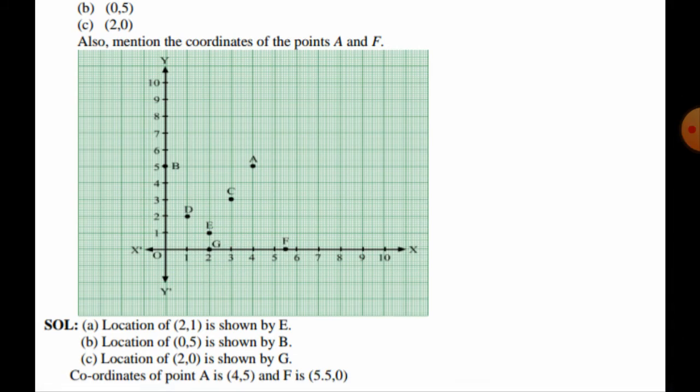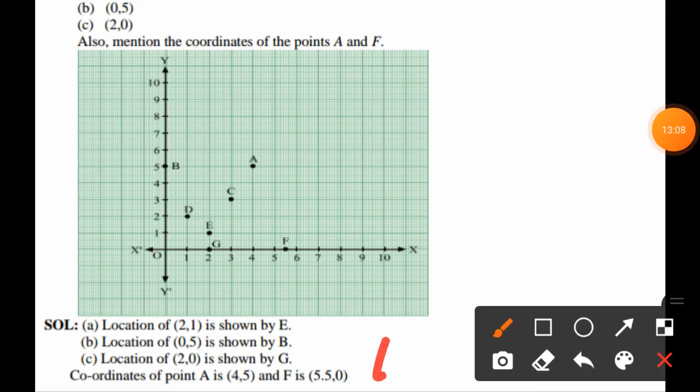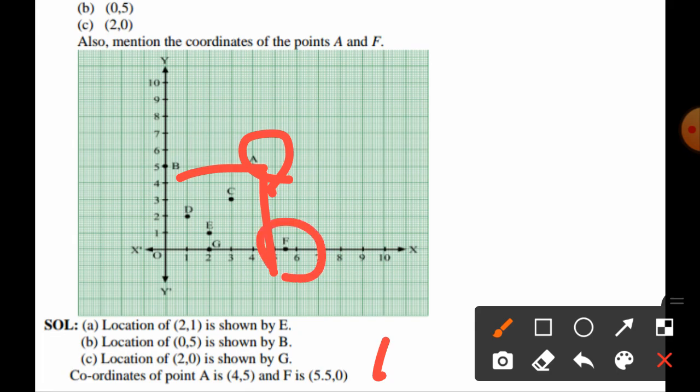So in the solution, the location of (2, 1) is shown by E, the location of (0, 5) is shown by B, and the location of (2, 0) is shown by G. So we can say that the coordinate of point A will be (4, 5) and the coordinate of point F will be (5.5, 0). In this way we can show the coordinates of A as well as F. So here the coordinate of F will be (5.5, 0).